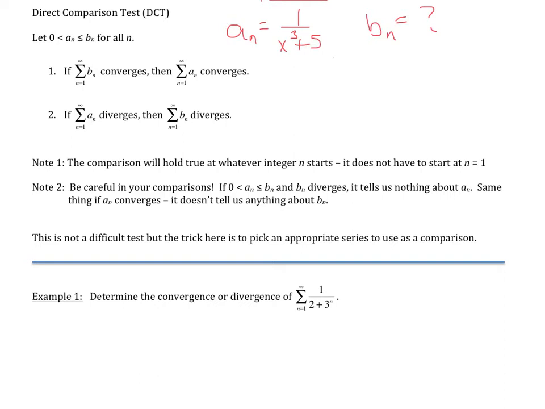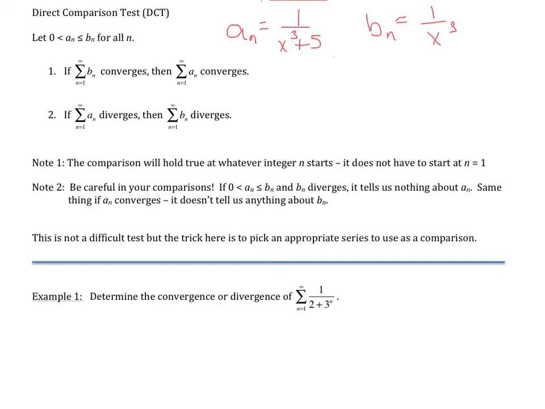A lot of times you're going to end up picking one that's very similar. Maybe the one we're trying to determine has these extra plus a constant, minus a constant, something of a smaller power. And you can sometimes just strip that away and then choose your comparison series without those extra little pieces. So for like this one, I would end up choosing 1 over n cubed and starting from there. Sometimes the most obvious one doesn't work. A lot of times it does, and we'll see that when we get to the examples.